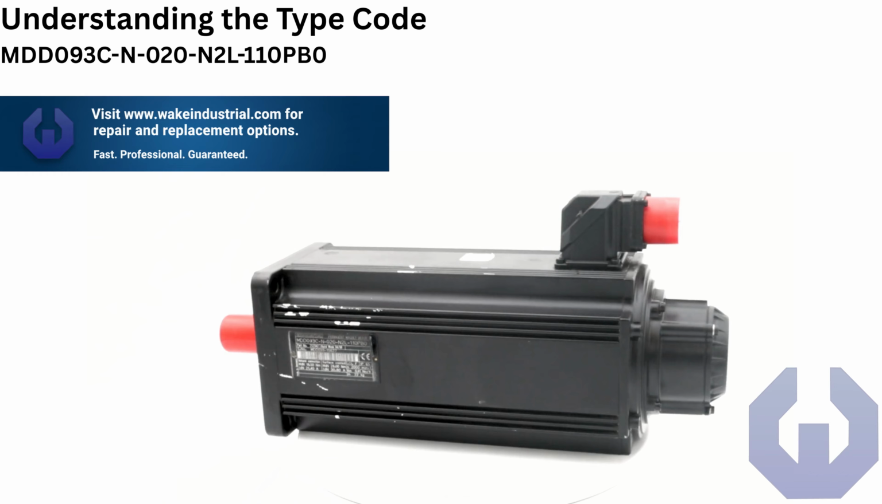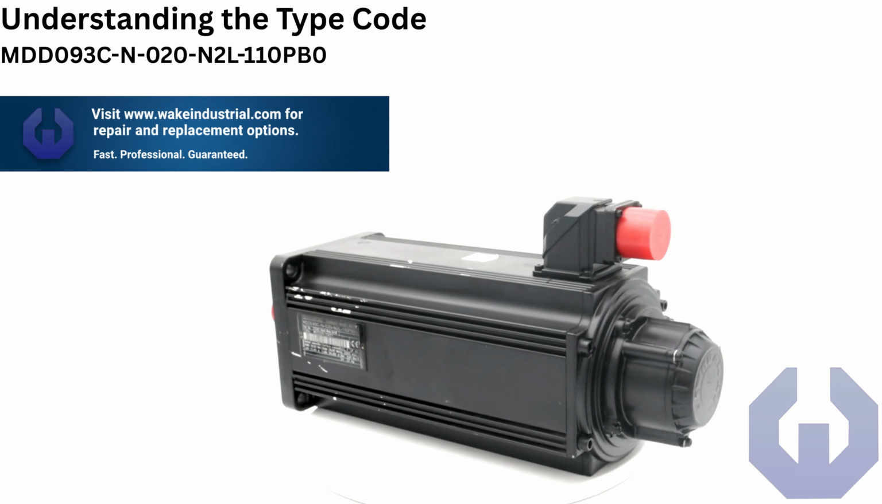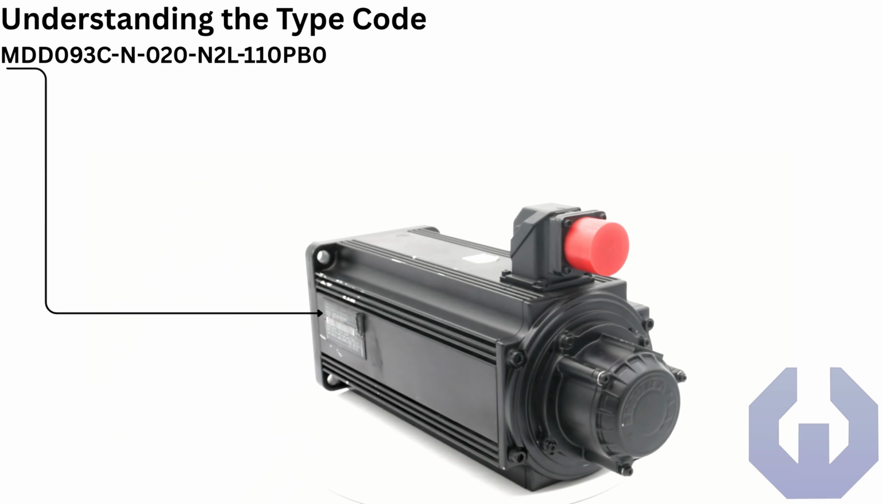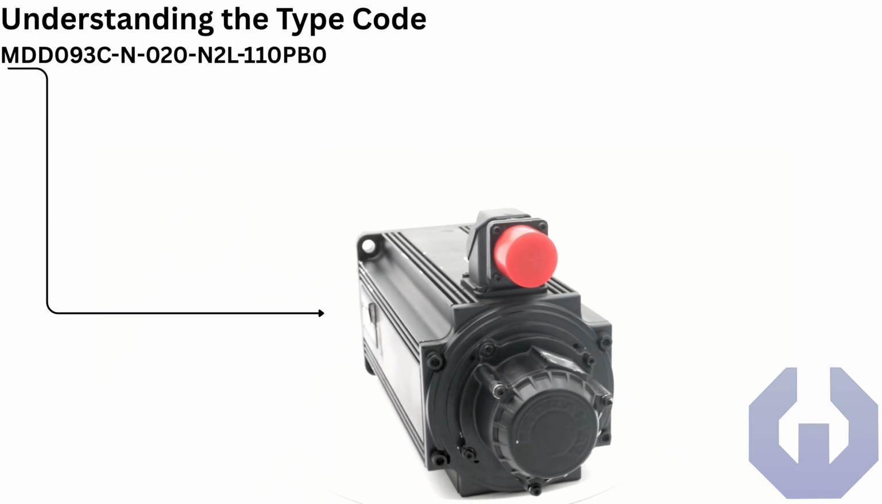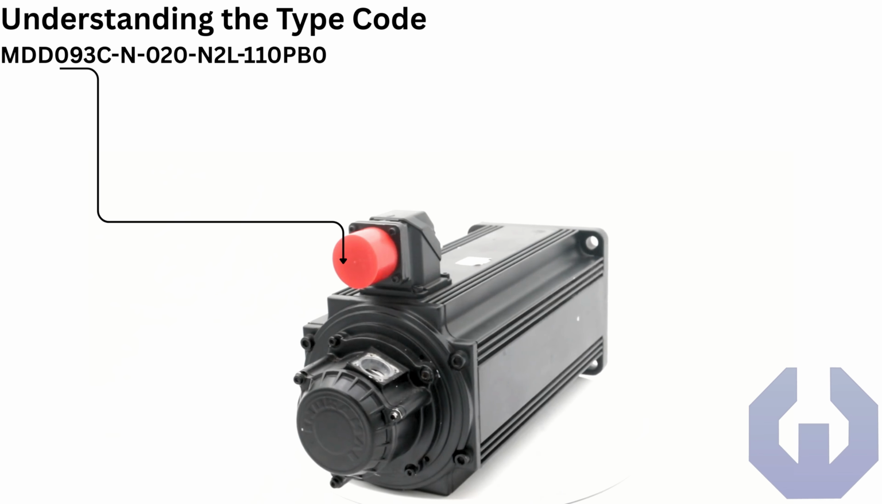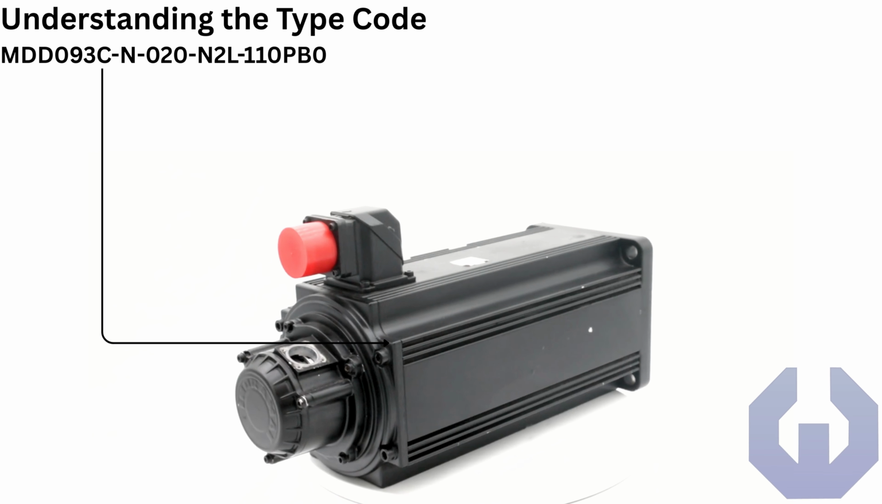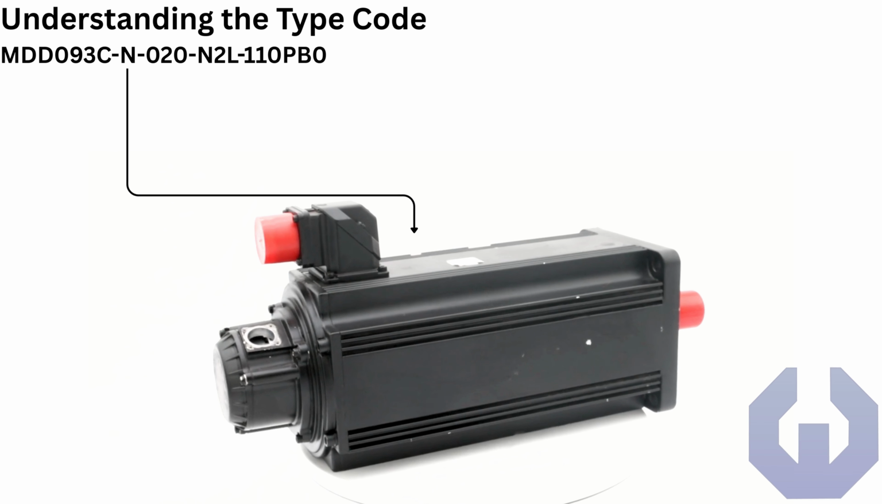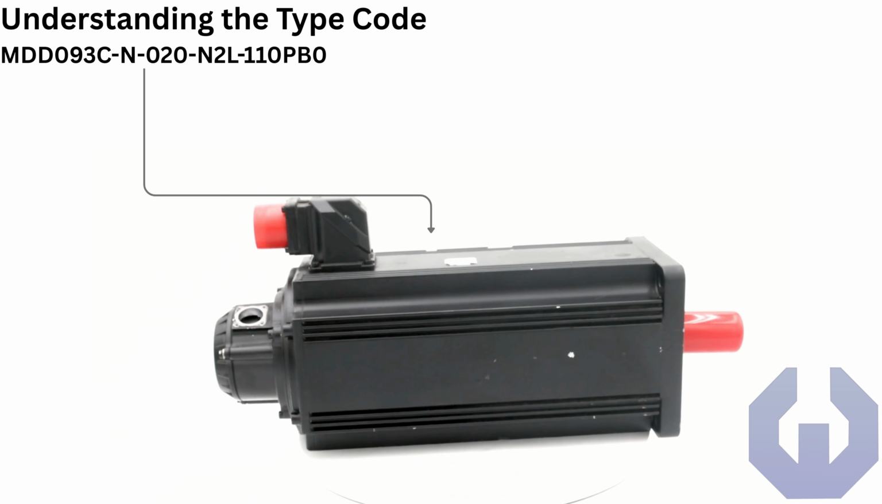Understanding the type code for the Bosch Rexroth Indramat motor, the MDD093. MDD denotes a motor for digital drive controllers. 093 denotes a motor size of 093. C denotes a motor length of C. N denotes a standard housing design.